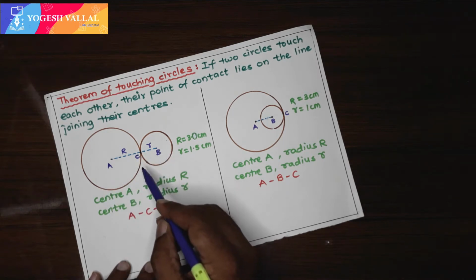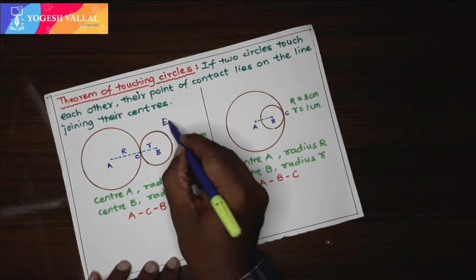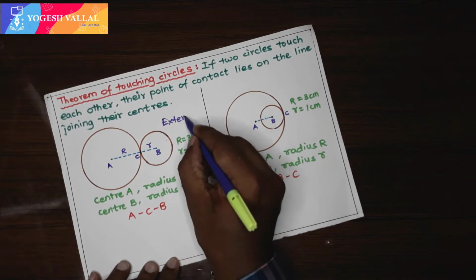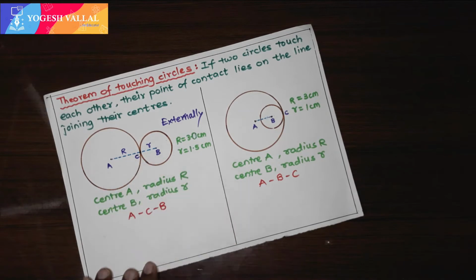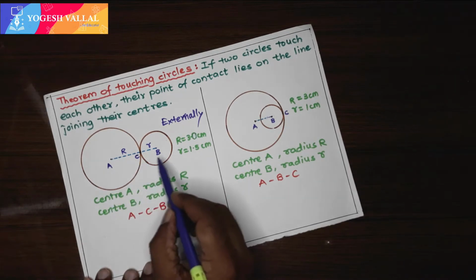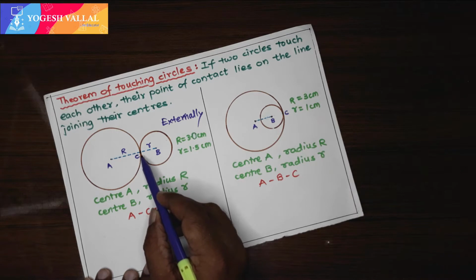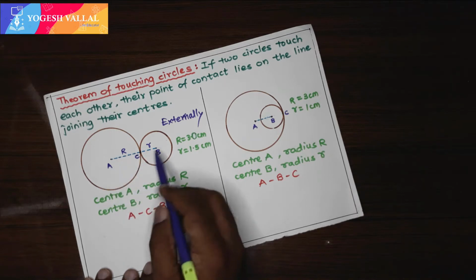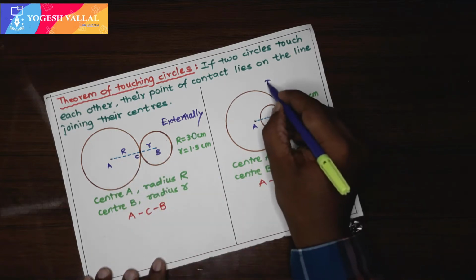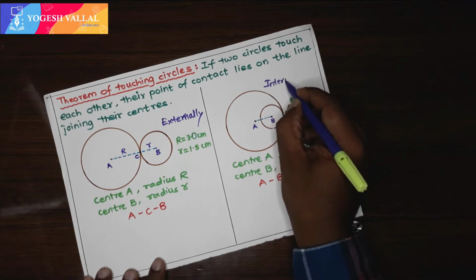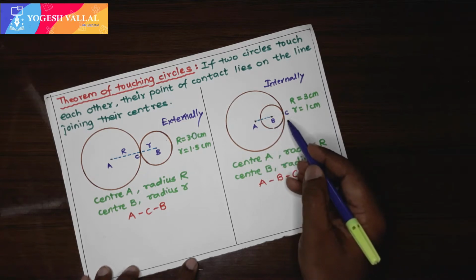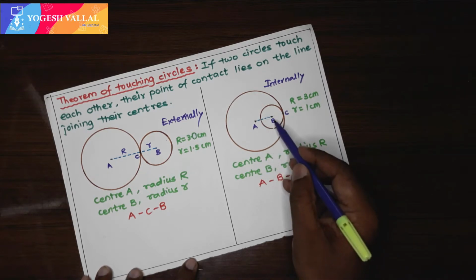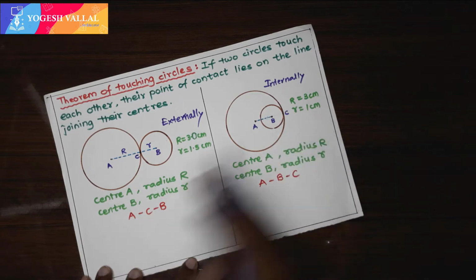If they are touching externally, then we can easily see the betweenness as A-C-B, which means the point of contact is in between the centers. But if the circles are touching internally, the betweenness is A-B-C. That is, the centers and the point of contact are collinear in both cases.